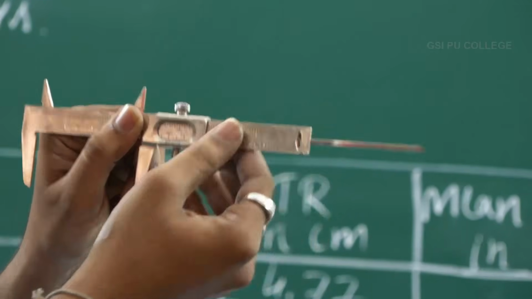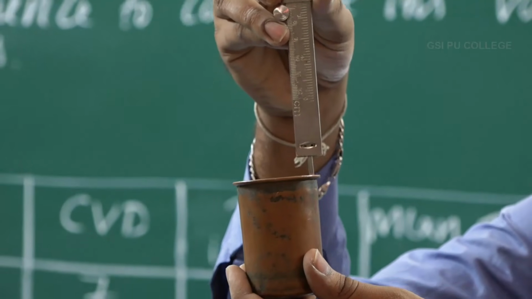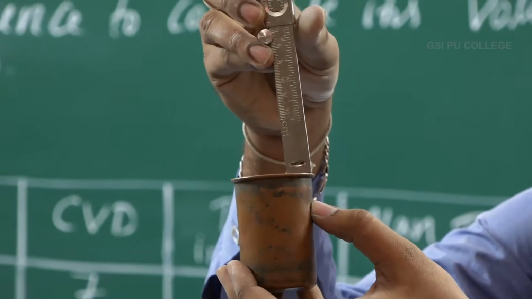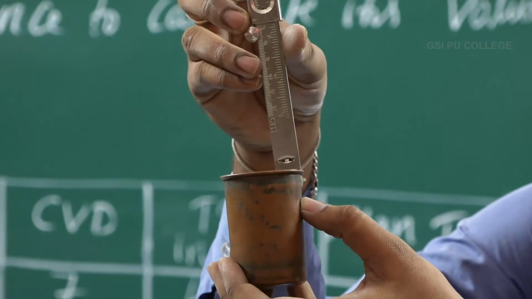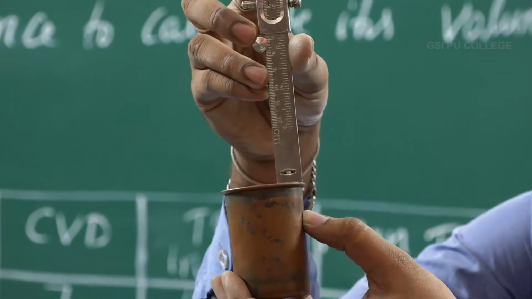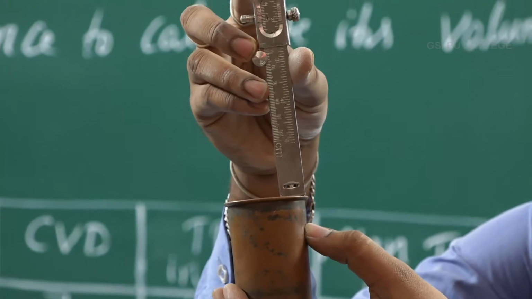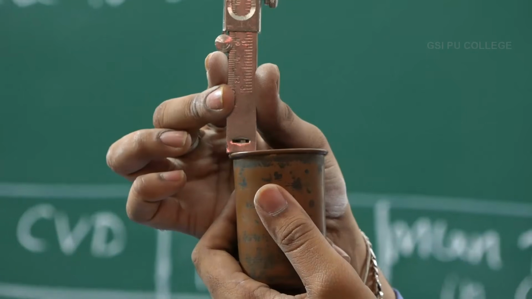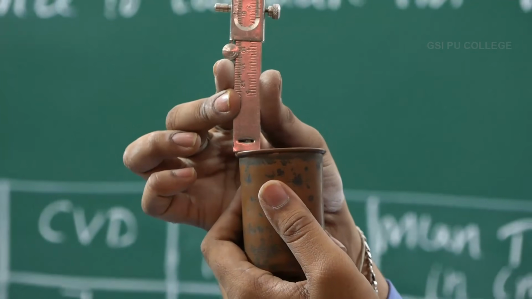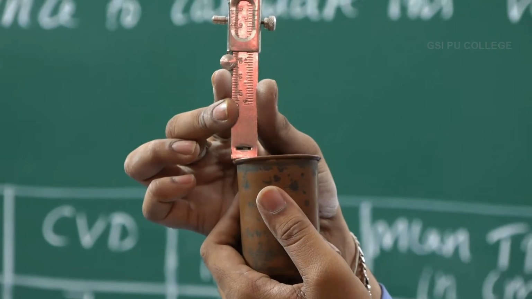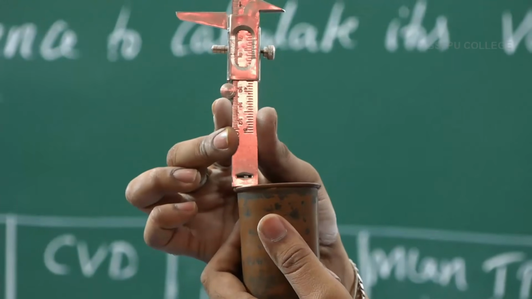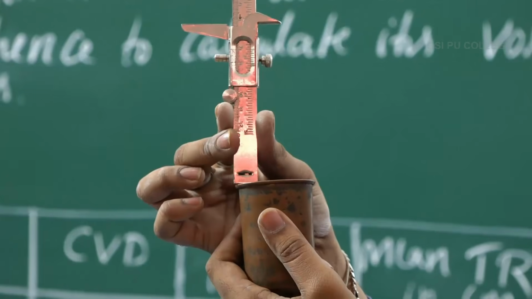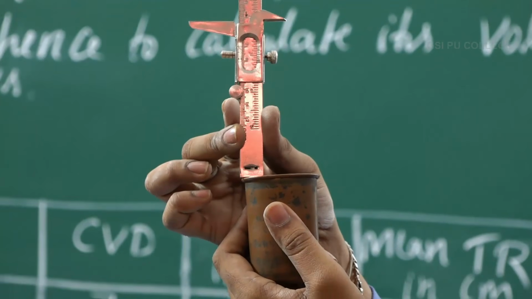So how do you use this? Place the edge of this main scale on the top of the cylinder and scroll down the strip till the tip of the strip touches the bottom of the cylinder. You have to place the object like this such that the edge of the main scale touches the upper end of the cylinder and the tip of the strip touches the bottom of the cylinder. And again you have to look at the readings in the same way as you did last time.